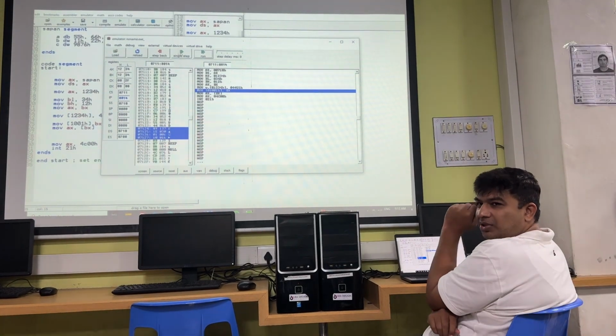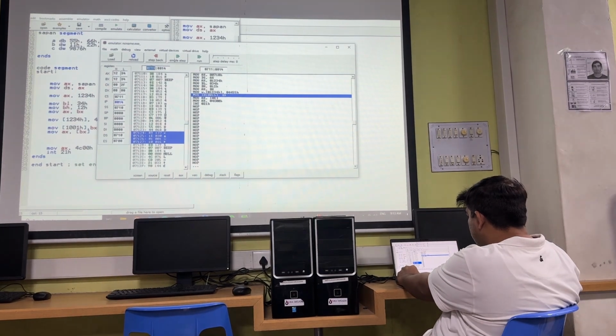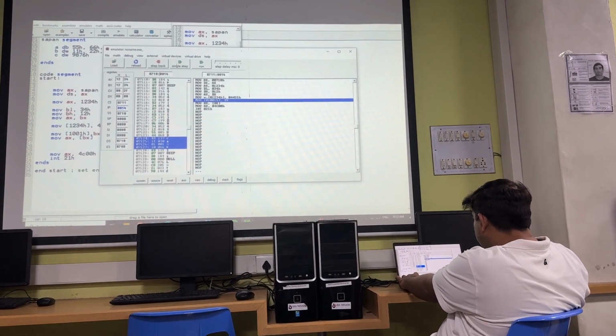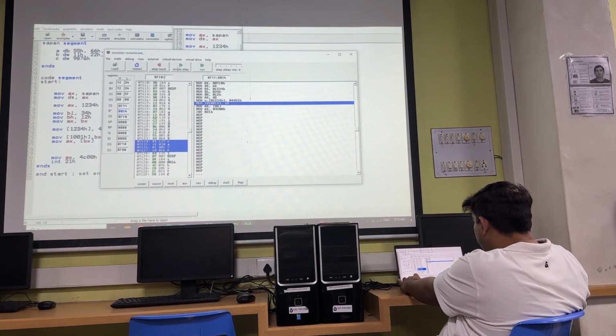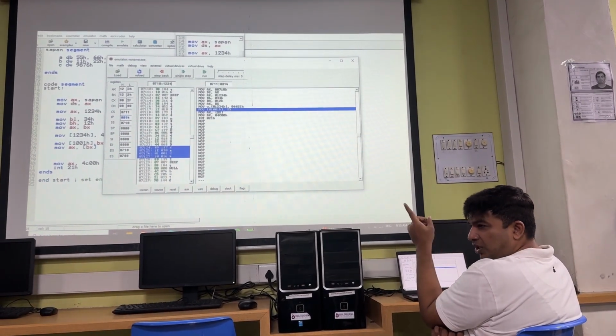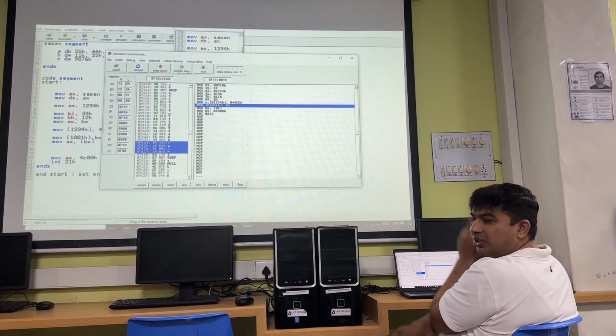It is copied, but how can we confirm it? We need to go to that memory location. How to go to that location? 0710. And what is the location? 1234. The number is even. So memory is aligned. The operation is performed in a single clock cycle. Understand?